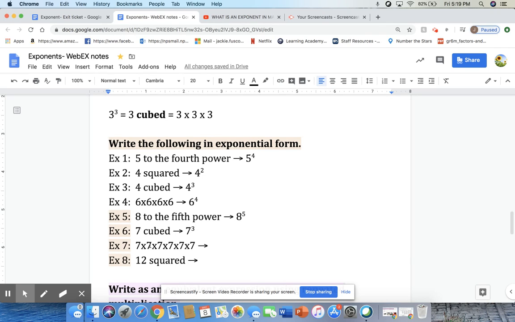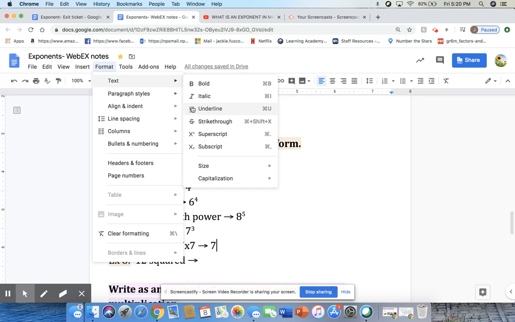How about 7 times 7 times 7 times 7 times 7 times 7? My base is going to be 7. And then remember, I asked myself, how many times is it being multiplied? 1, 2, 3, 4, 5, 6. So I need an exponent of 6.